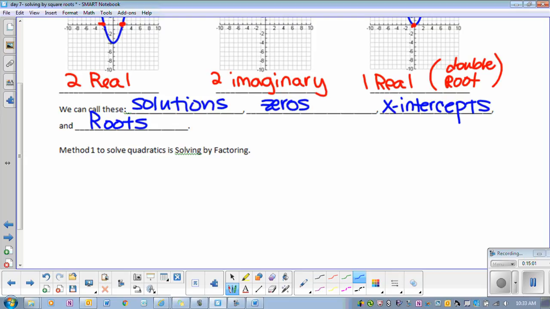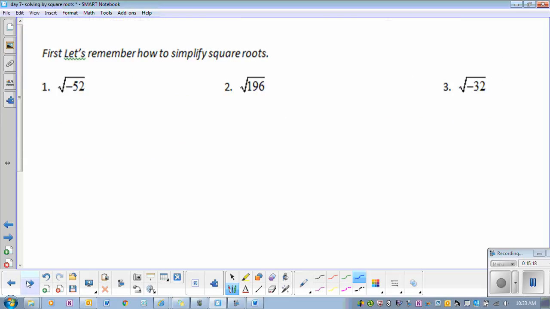I can ask you for the x-intercept, the root, the solutions, or the zeros. It all means the same thing, okay? So the first method to solve quadratics is solving by factoring, and we've already done that one. The second method is solving by square roots, but before we can do that, we need to go back and refresh our memory on simplifying square roots, okay?